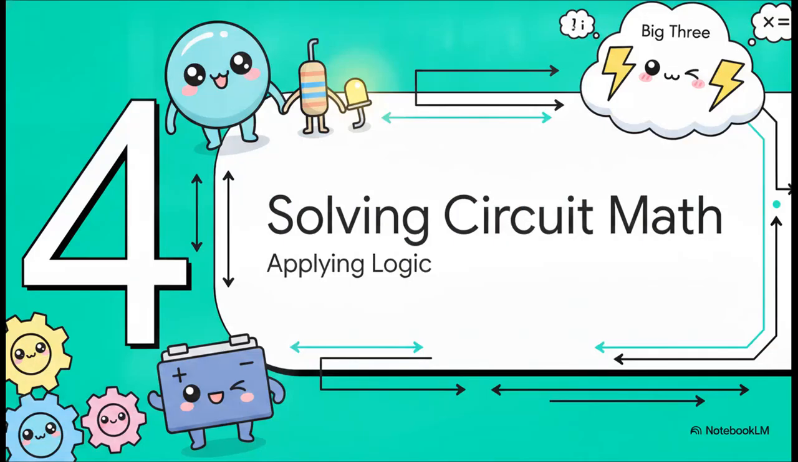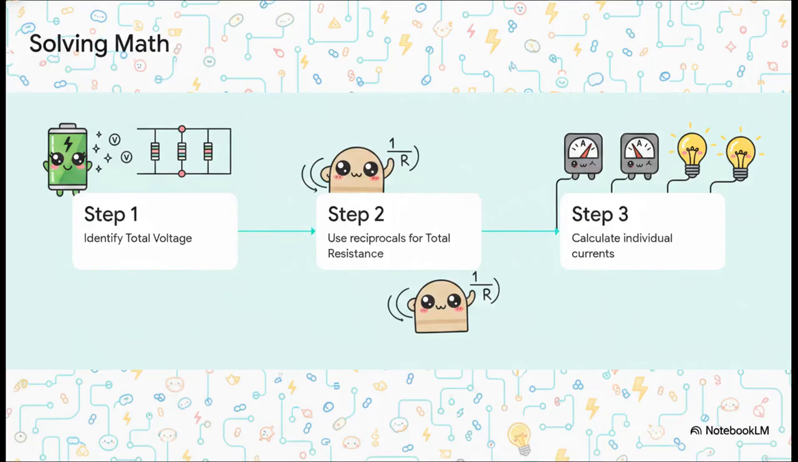Which brings us to Section 4, Solving Circuit Math. Don't panic, we've got this. By breaking the math down into 3 simple, logical steps, solving circuit problems with Ohm's law becomes an absolute piece of cake. First, we just lock in our voltage.